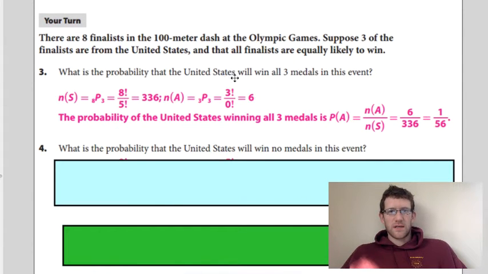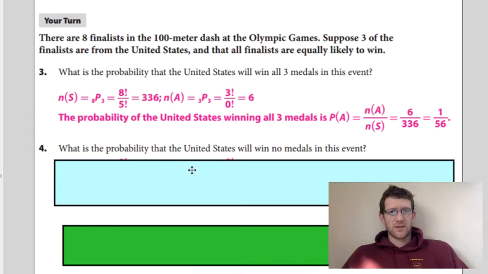What is the probability that the United States will win all 3 medals in an event when there are 8 finalists? So again, it's 8 choose 3 permutations. We put our 8 factorial up here, 8 minus 3 factorial down there. That gives us our total sample space. And then there are only 3 Americans, right? So what are the number of ways we could have those 3 Americans? Well, there's only 6 different ways for gold, first, second, third. So that's 6 out of 336, or 1 out of 56.